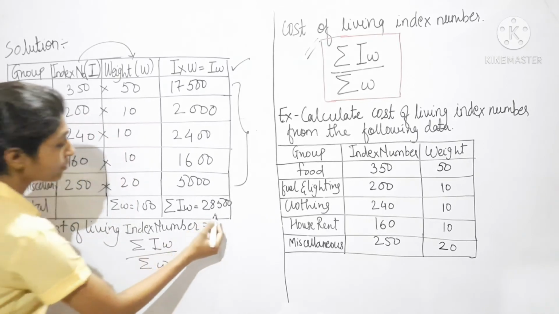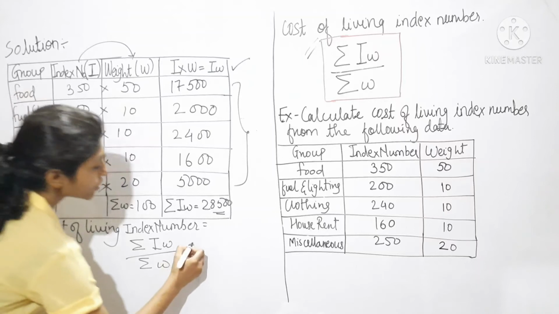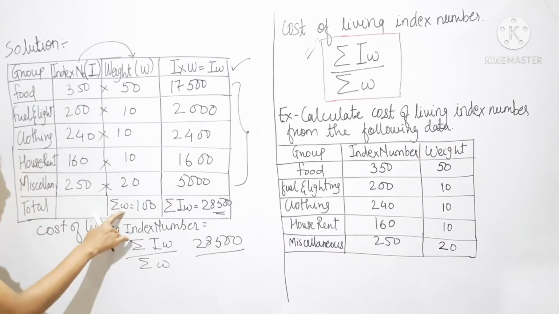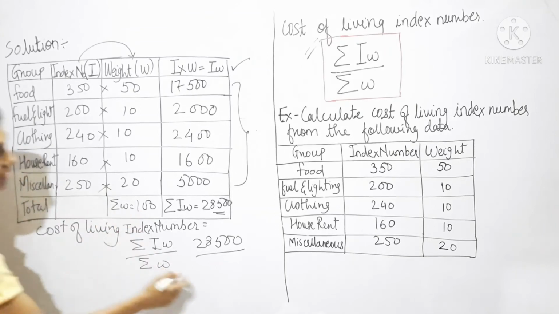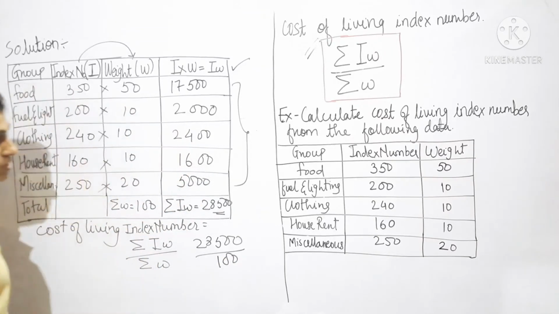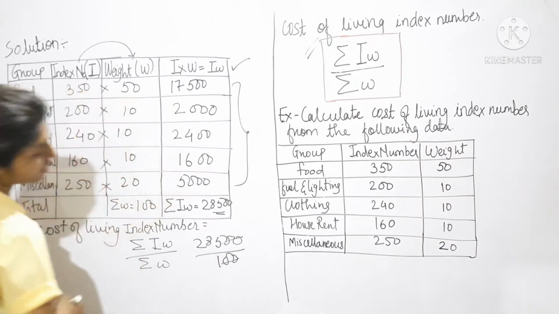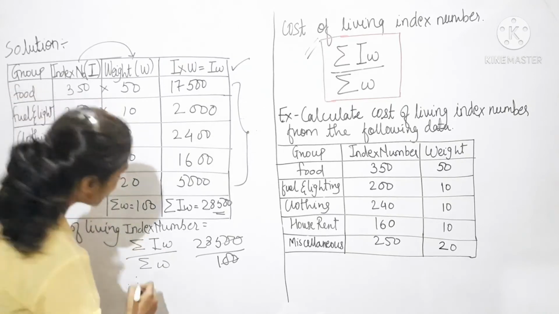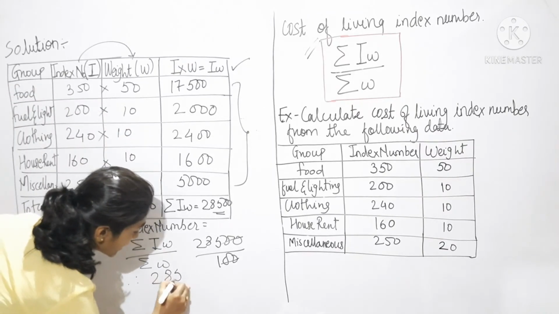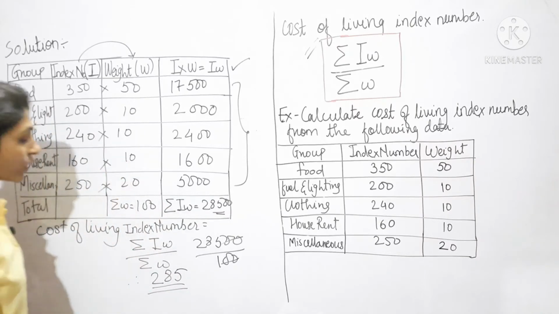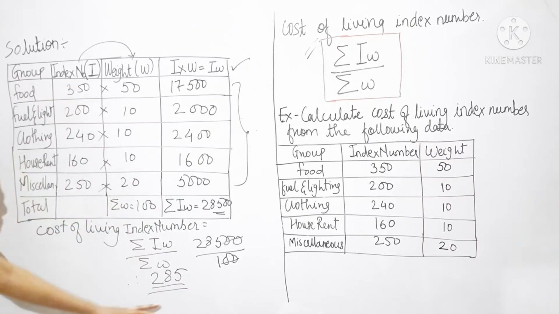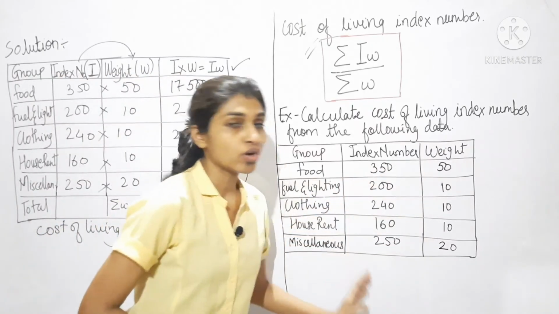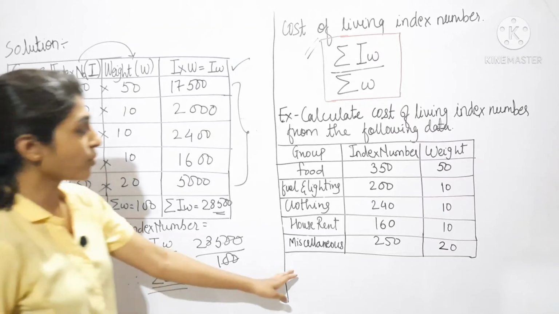The total of IW is 28,500, divided by summation of weight, which is 100. So divide this: the zeros get cancelled. Therefore, cost of living index number is equal to 285. So 285 is the answer. 285 is the cost of living index number for this group of data.